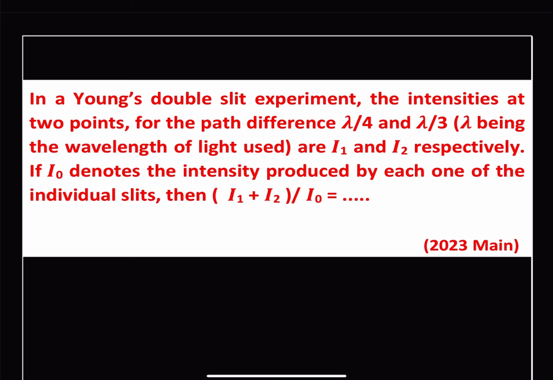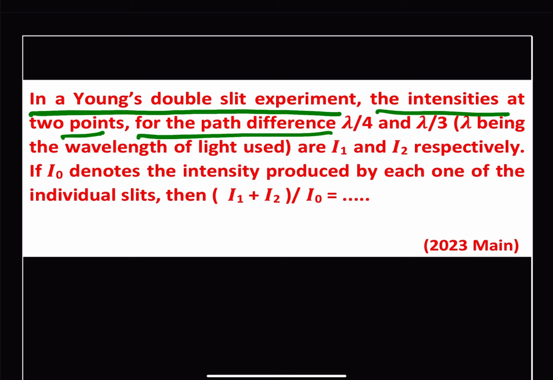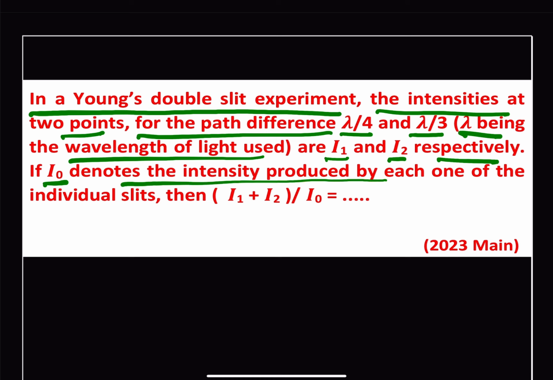We are given that in a Young's double slit experiment, the intensity at two points for the path difference lambda by 4 and lambda by 3, lambda being the wavelength of light used, are I1 and I2 respectively. If I0 denotes the intensity produced by each one of the individual slits, then the ratio I1 plus I2 divided by I0 will be equal to.